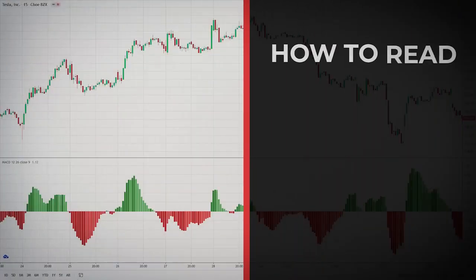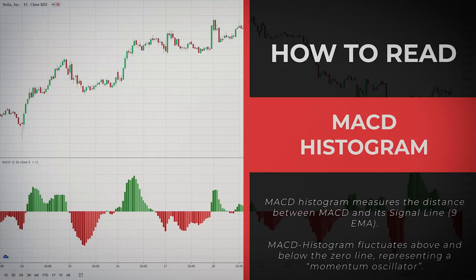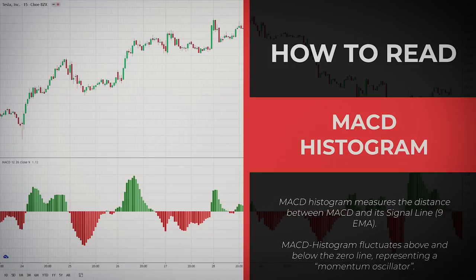The histogram measures the distance between the MACD and its signal line, which is the 9-period EMA of the MACD. The difference is represented by vertical lines. The interesting fact is that the MACD histogram also fluctuates above and below the zero line.